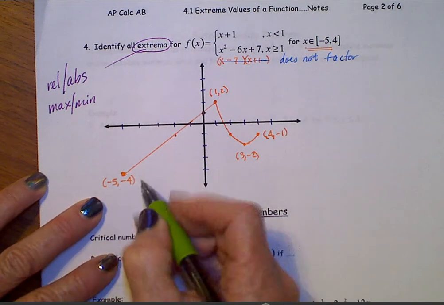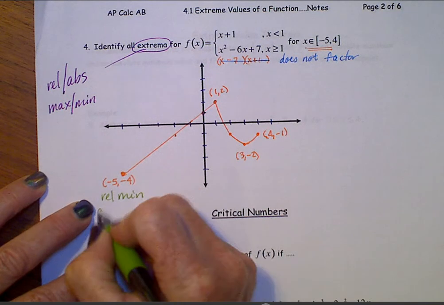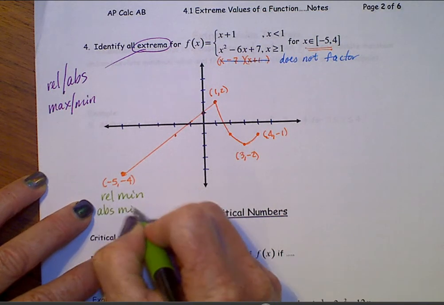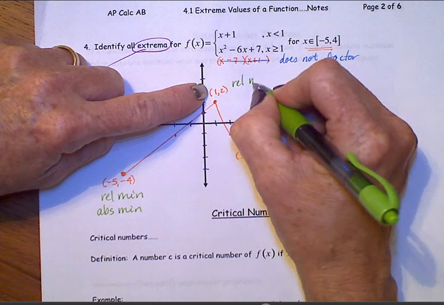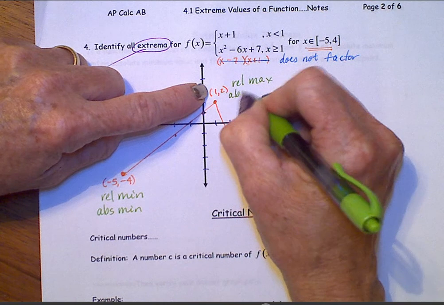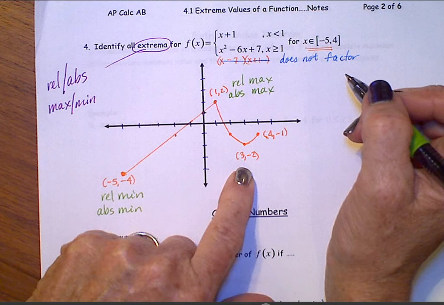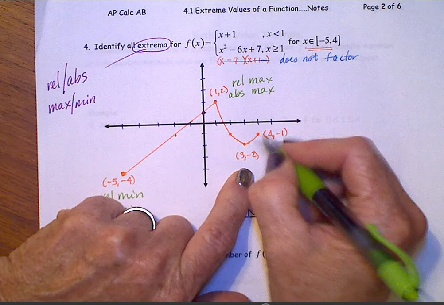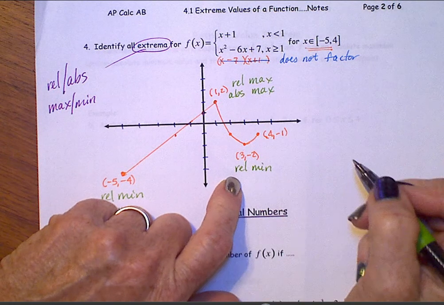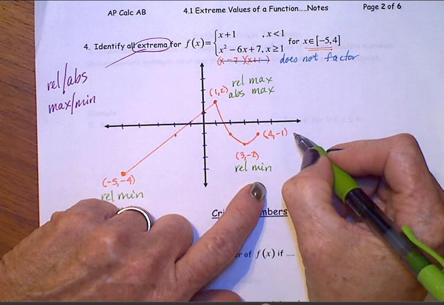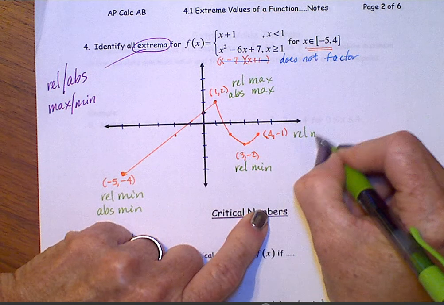Over here we have a relative minimum and an absolute minimum. This point up here is a relative max and an absolute max. And this one right down here, that is a relative min. And one more over here at 4, -1. In the nearby area, that's a maximum, so we have a relative max.